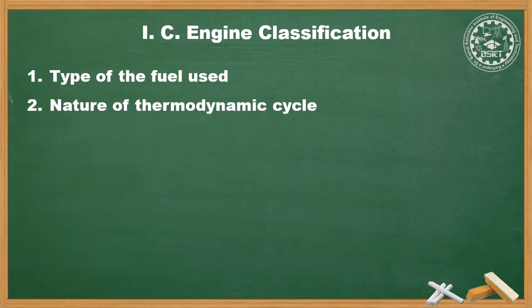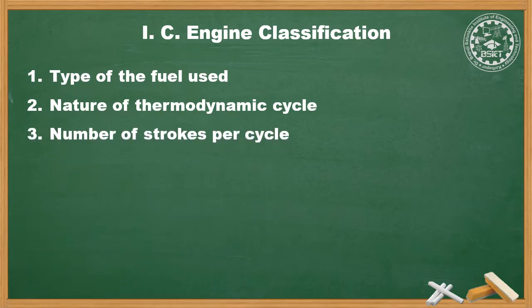Second, nature of thermodynamic cycle. Depending upon the thermodynamic cycle, engine can be classified as Otto engine, which is also known as petrol engine, diesel engine and dual engine. Third is number of strokes per cycle. This we know. The engine is classified as 2-stroke engine and 4-stroke engine. Basically nowadays 4-stroke engine is being used widely.